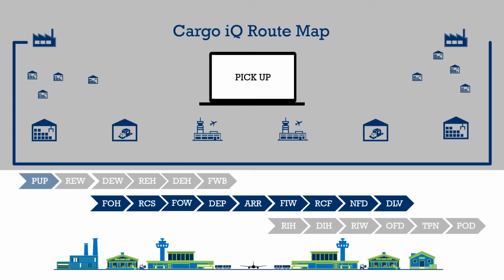The first milestone in the door-to-door route map is pickup or PUP. This is the moment where the forwarder picks up the shipment from the shipper. Next is REW or received export warehouse, and this is when the shipment comes into the forwarder's export warehouse. It then leaves the export warehouse with DEW. Next, it goes into the export hub of the forwarder, REH. It leaves the export hub, DEH, and then the electronic freight waybill information is sent from the forwarder to the carrier. And now the airport-to-airport route map begins with freight on hand or FOH.